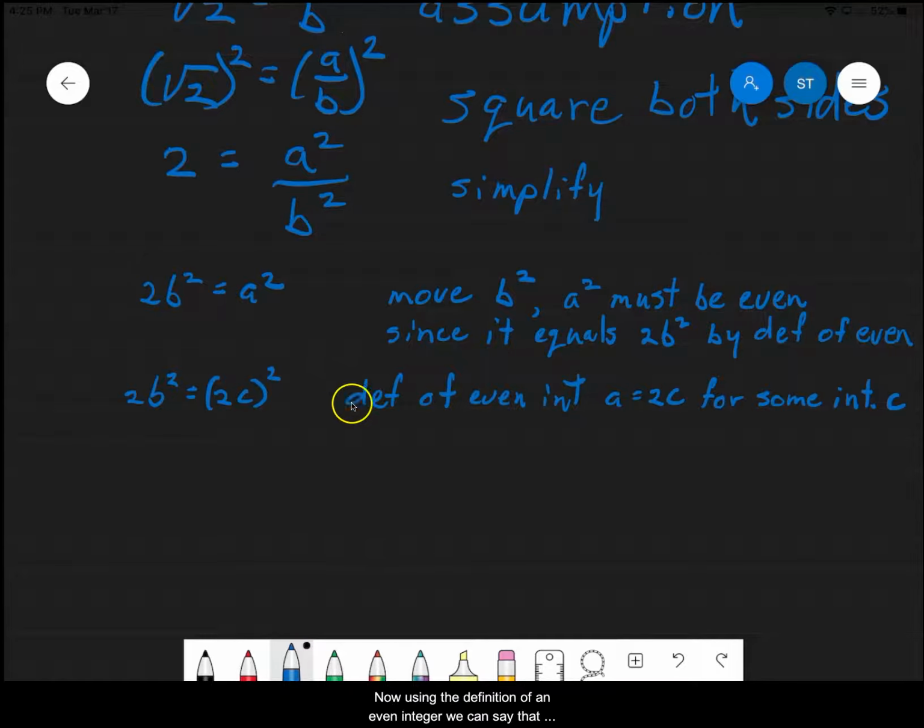Now, using the definition of an even integer, we can say that a is equal to 2c for some integer c. We don't use the same letter a because we want to indicate that we are doing some sort of substitution here. So that's why we don't use the same letter, and we keep that consistent throughout.